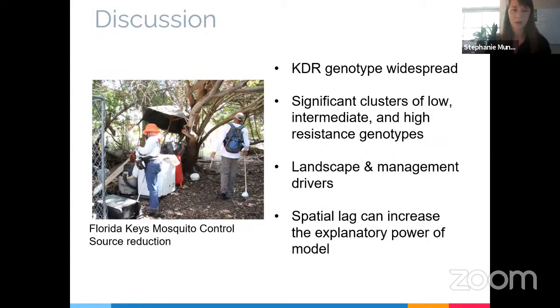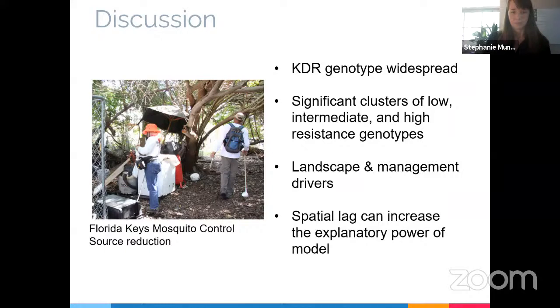And so in response to the development of resistance in these mosquitoes, you could try to turn to alternative measures of control. Florida Keys Mosquito Control does some source reduction efforts. But it's important to note that these are the kinds of activities that are really cost and human power intensive. So it's important to try to maintain susceptibility and predict where you can manage mosquitoes with these insecticides as much as possible.